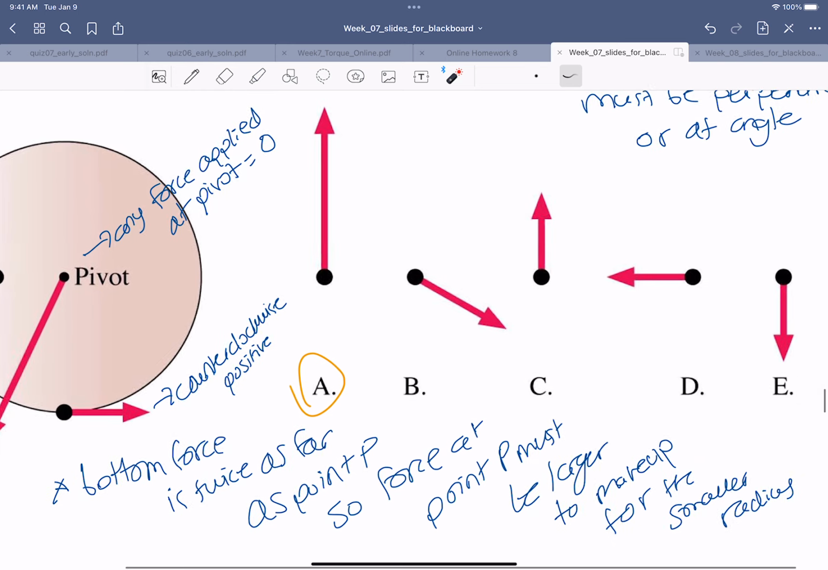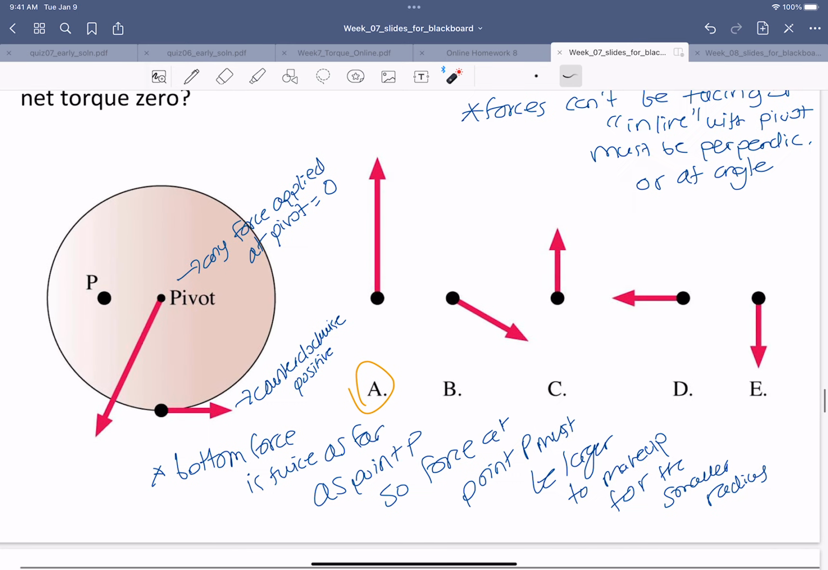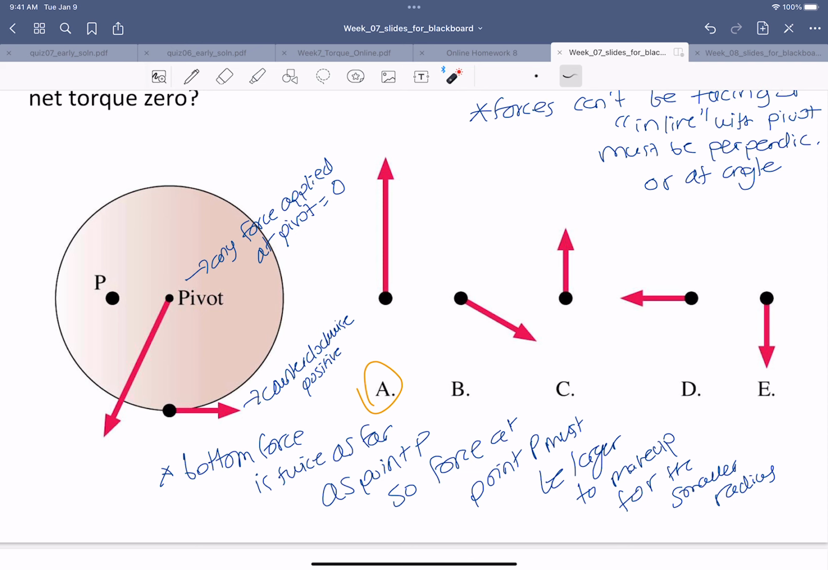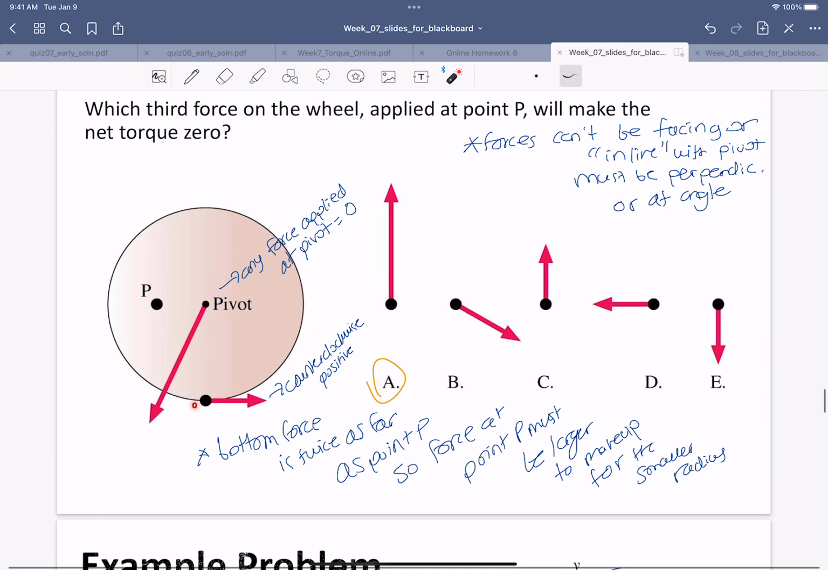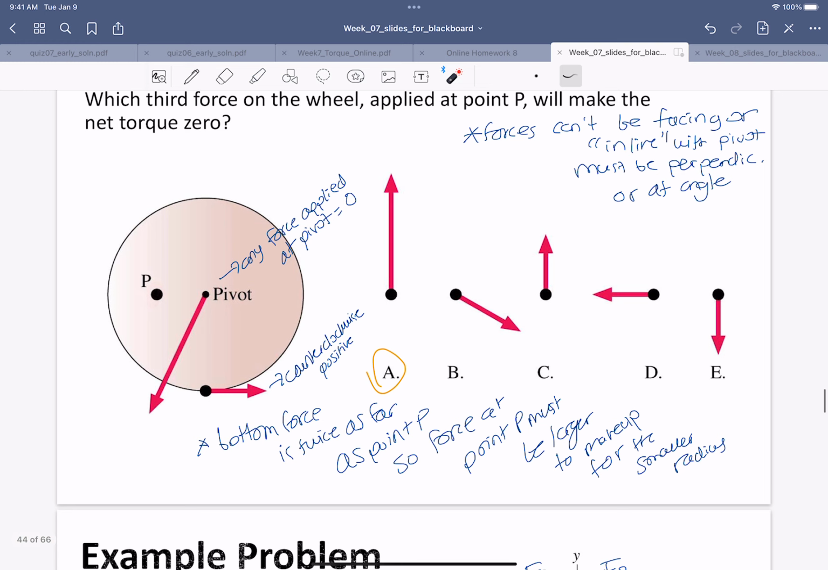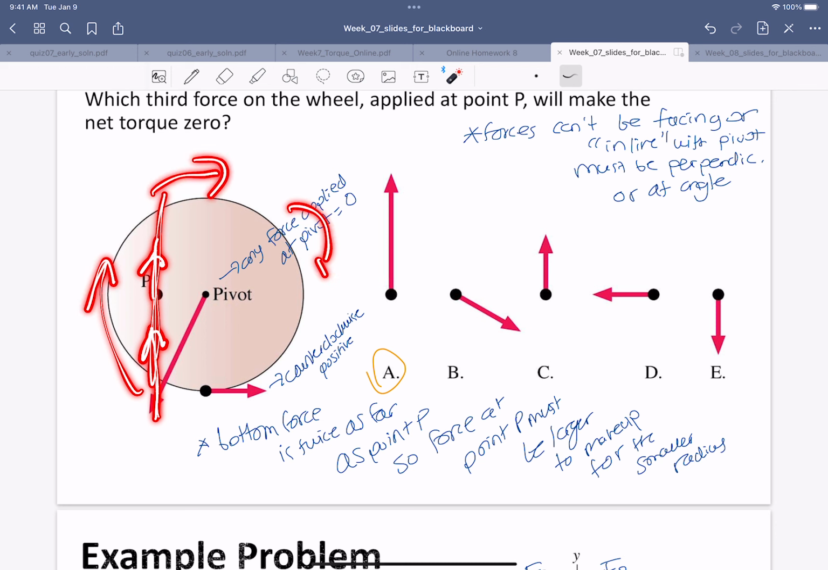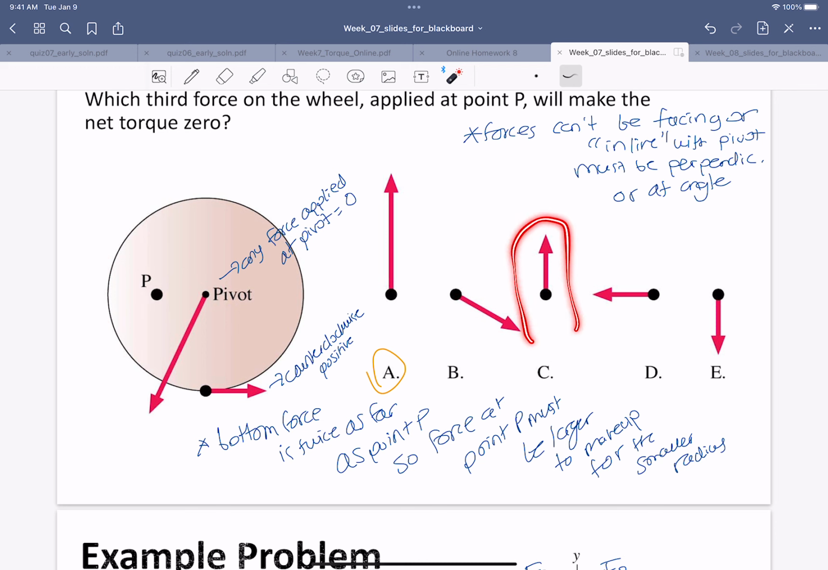Now, we already said that we want the force to cause a torque in a clockwise direction, right? So if this was going counterclockwise like this, we want to make the force at point P move in a clockwise direction. So how about C? C, if we go like this, is it going to be clockwise or counterclockwise? Clockwise, right? So if I push upwards like this, it helps the wheel move along in this direction. It's clockwise. So C might be viable.